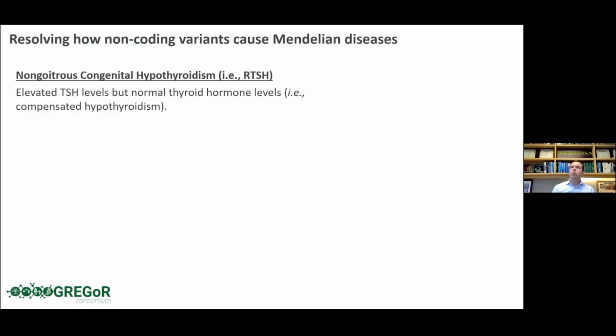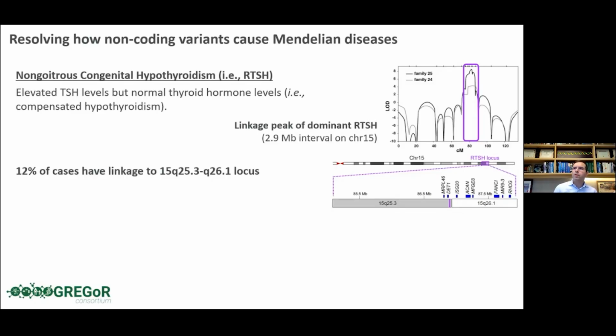And for a first test of this, we applied it to solve this condition, which is non-goitrous congenital hypothyroidism. This is a Mendelian condition which has been well described in the literature. Some of the genetic cause had previously been unknown, but around 12% of cases had linkage to this locus on chromosome 15, though the underlying molecular basis was unknown at the time.